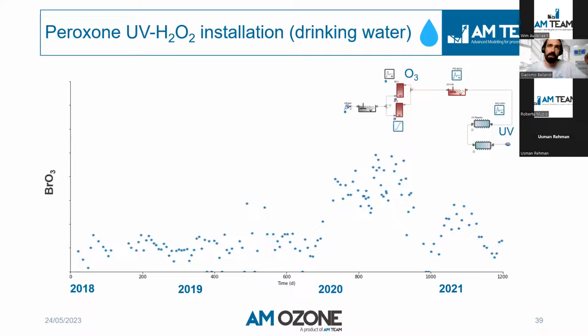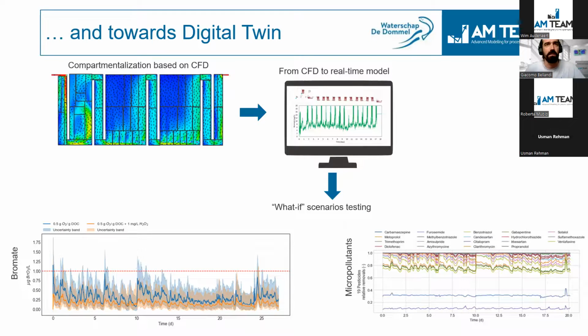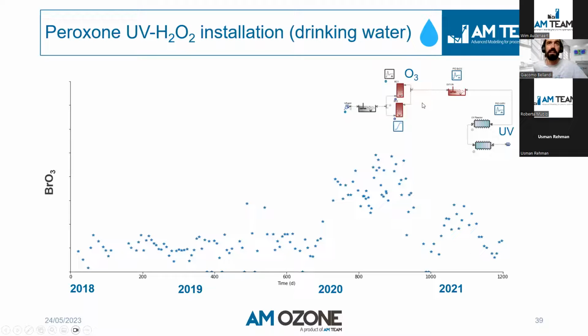I forgot something to mention about the slide before. This is the project that you have seen across the whole presentation. This is currently the last stage, in which we're exploring with the Waterscape Domo the design of their actual digital twins, as Roberta just mentioned. In the next slide, instead, you will see a drinking water installation in which an advanced oxidation process is taking place. So this is all included in the AMOZONE, right?